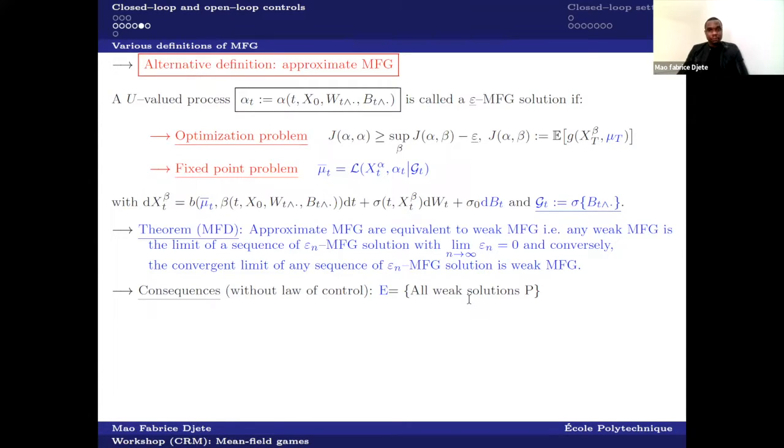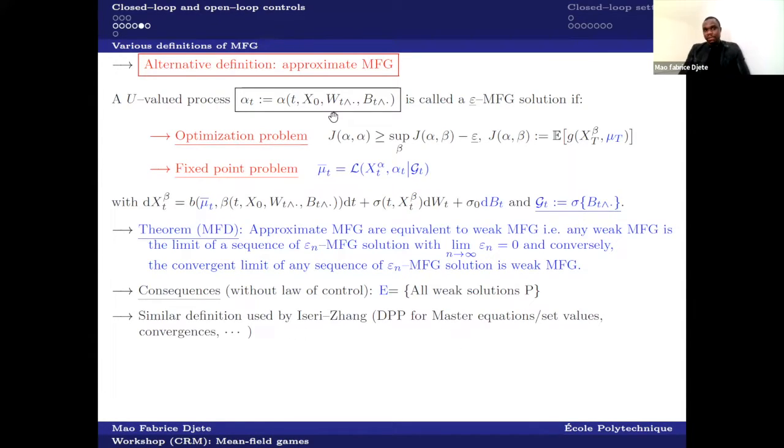I recall the set E is the limit of all possible Nash equilibria and also the limit of all possible strong mean field game equilibria. So with this result, we can close the box, and we have a complete picture. All the weak solutions introduced by Carmona, Delarue, and Lacker actually answer the question about the convergence in the case of open loop.